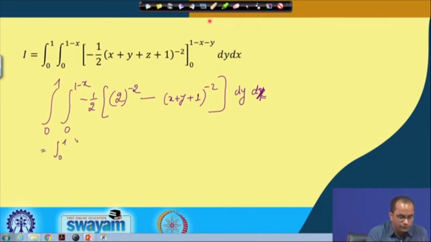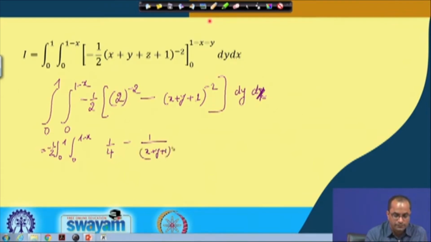So, we have 0 to 1 and 0 to 1 minus x with this minus half there, and this will be 1 by 4, this will be 1 over this x plus y plus 1 minus 2, then plus 2 there in the denominator, and then dy and dx. Now, with respect to y, we need to integrate.